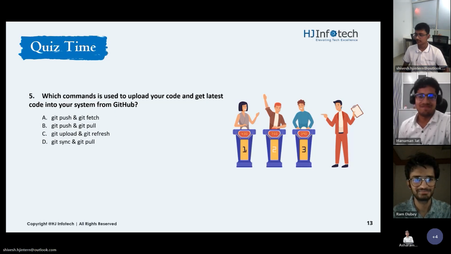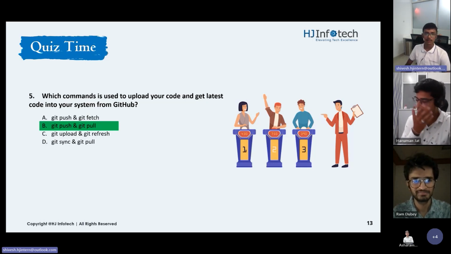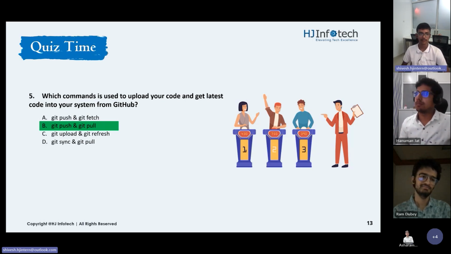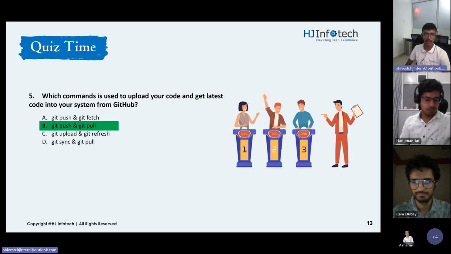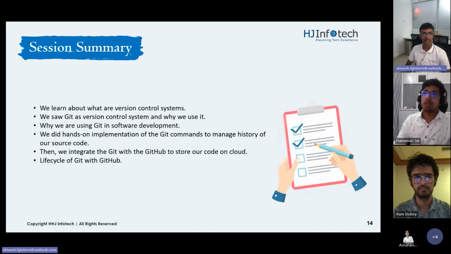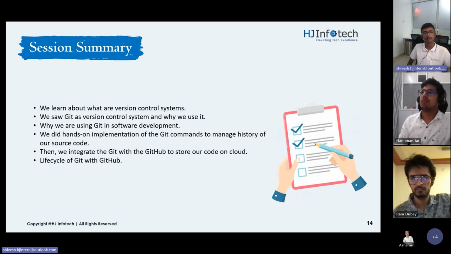And the answer is B, which is correct. What the question says is the first command would be to upload your code, and to upload your code we use git push. And the second is to get the latest code in your system from GitHub, which is git pull. So we use these two commands. So option B is correct and the other three are wrong. So this is the end of the quiz, and now the session summary.